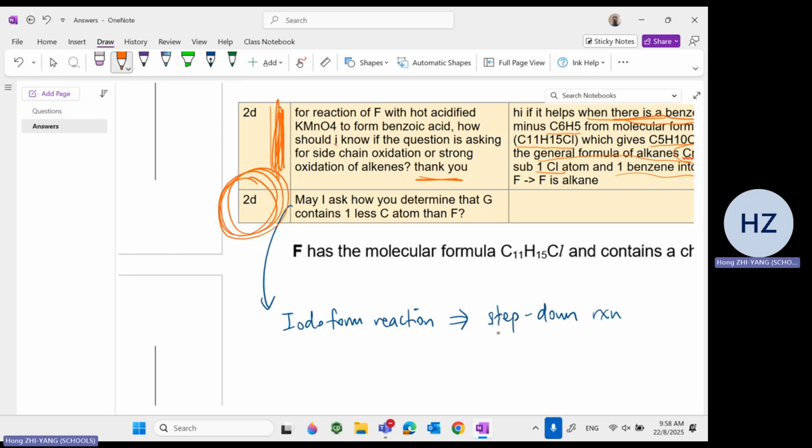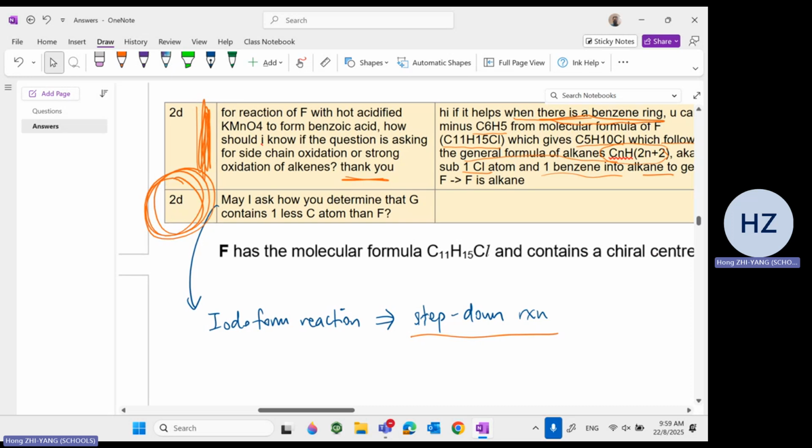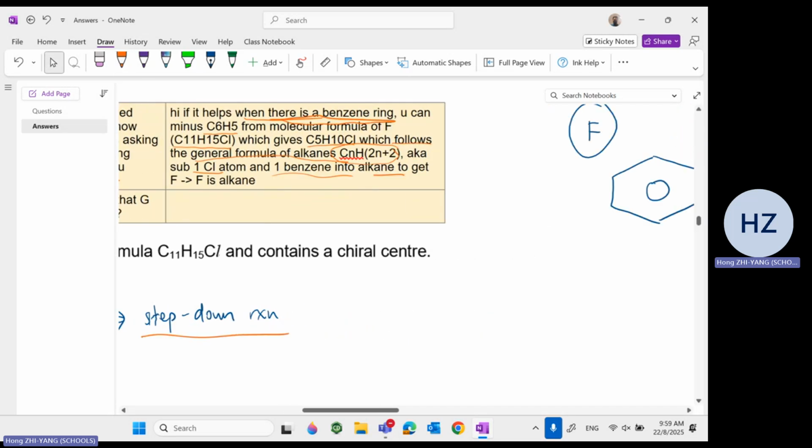Now, do you know that there are step-down reactions you have learned before? What is a step-down reaction? Carbon atoms go down by one or more units, right? So in this case, it's one less carbon. Iodoform is a classic one where you can always cut away one carbon from the original chain. Okay, so everybody, I'm going to teach you for 5 minutes about iodoform.